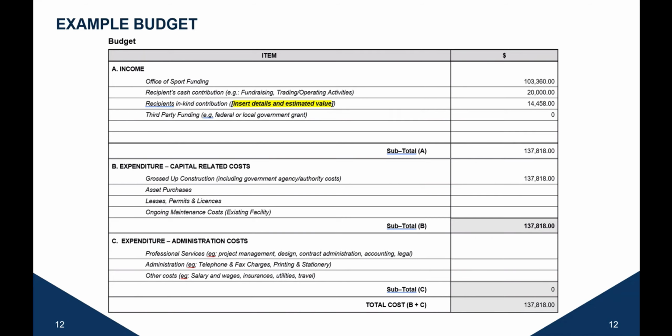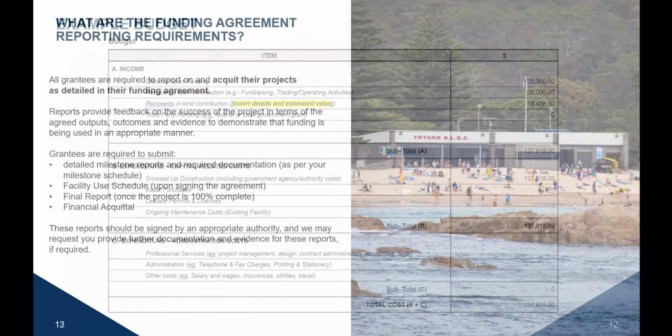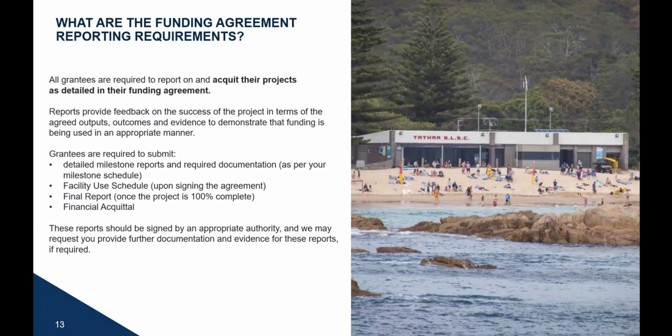The Office of Sport uses performance reports for each milestone after milestone 1. We do not require one for milestone 1. We use these to gauge how your project is tracking. It is the same process each time, so it's simply a matter of completing the same type of information for each milestone.